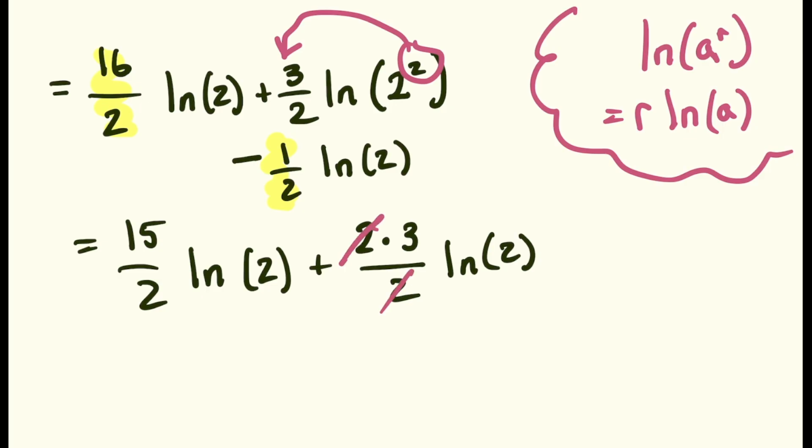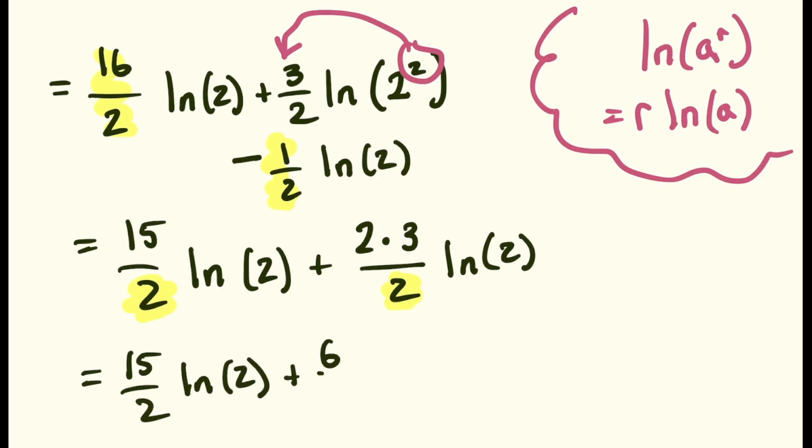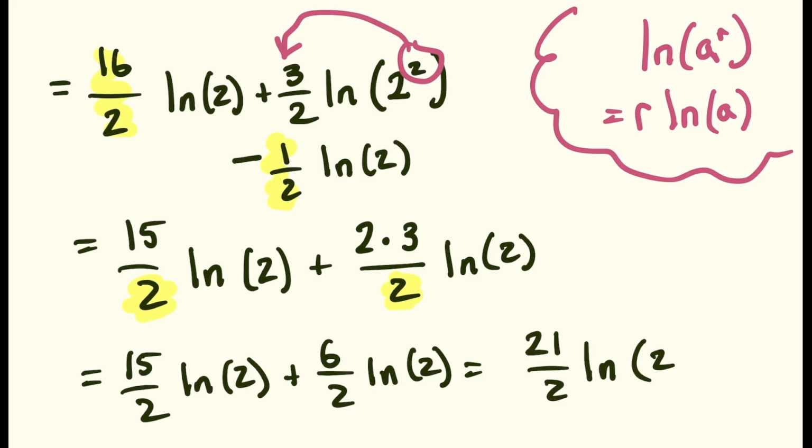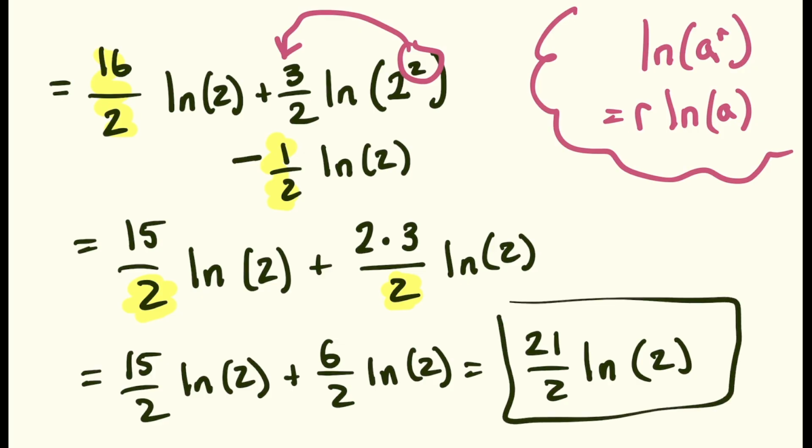Our 2's are going to cancel there. Oh, actually, let's leave that as is. We're going to erase that right there, because notice our denominator, I forgot about this. We want to keep that same denominator, because this is going to give us, we'll do this in 2 steps here, 15/2 natural log of 2 plus 6/2 natural log of 2. So this is going to give us 21/2 natural log of 2. And there is our solution. Beautiful. Thank you for listening.